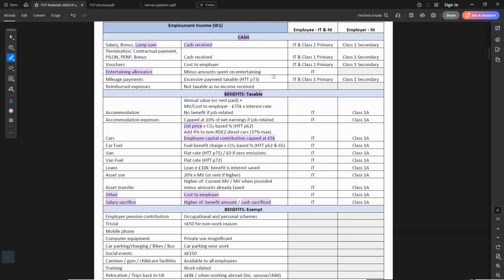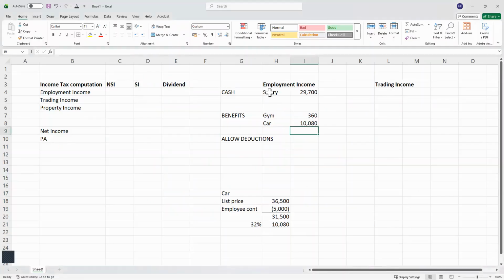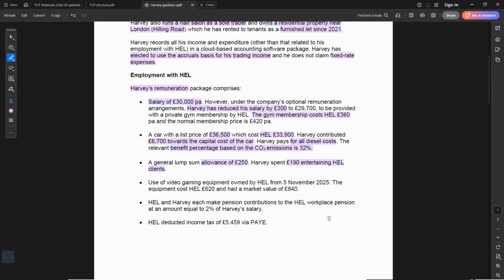If it had been structured as an entertaining allowance, then he would only be taxed on the excess, which would be the £250 minus the £190. So here, the £250 will be taxable as this was a general lump sum given to Harvey, and that will be taxable as cash. So we have the lump sum to bring in here of £250, and then we can move on to the next piece of information.